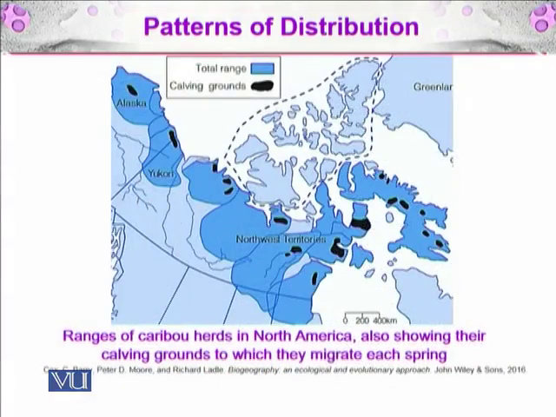So here you can see the ranges of caribou herds in North America, also showing their calving grounds to which they migrate each spring. The calving grounds are shown in black, while the total range in which these caribou are found is in dark blue. So they are migrating towards these breeding grounds each spring, and they will be calving there.